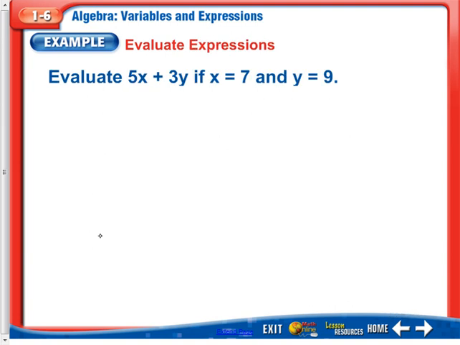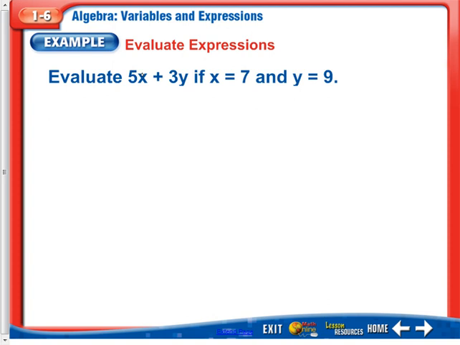All right, the next one says, evaluate 5x plus 3y if x equals 7 and y equals 9. Now, what's happening between the 5 and the x and between the 3 and the y?